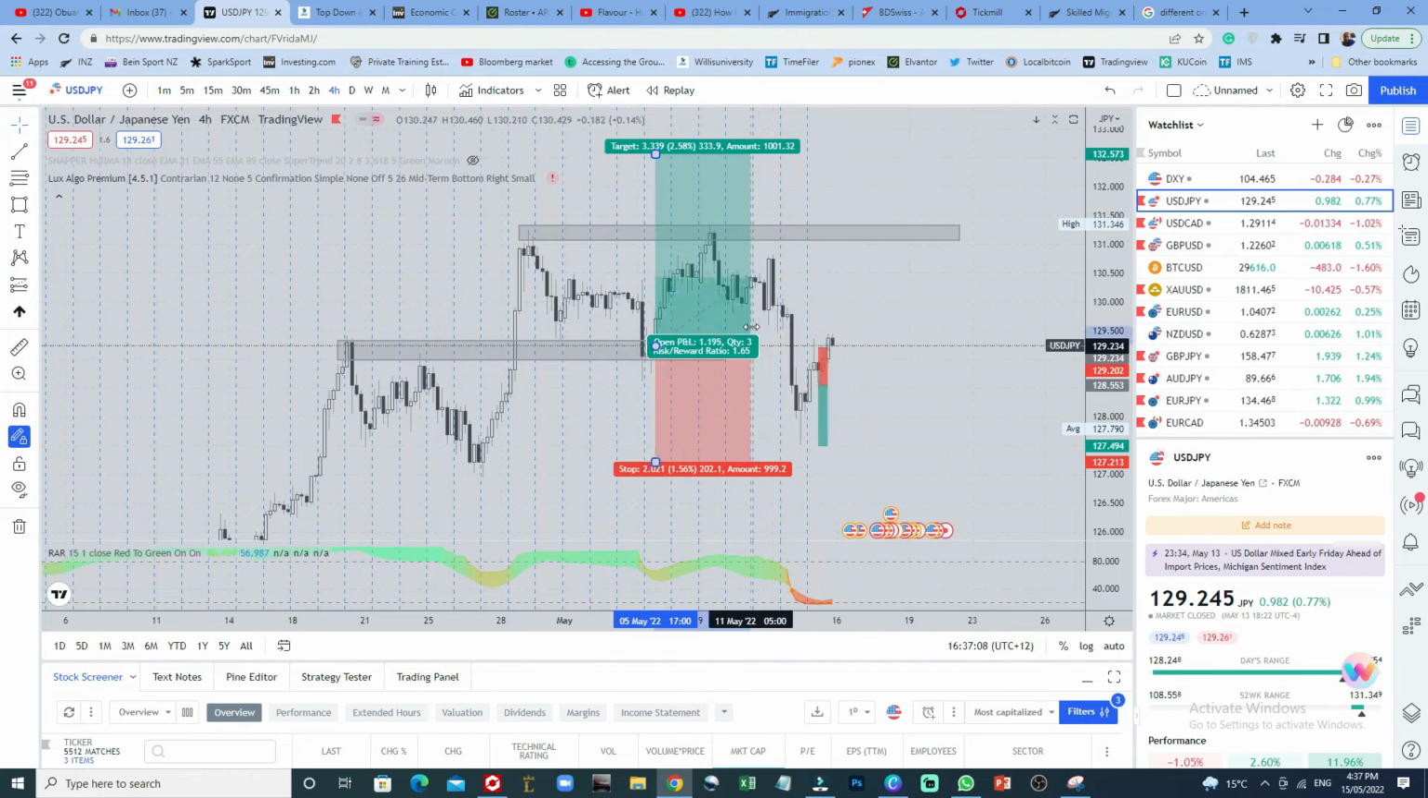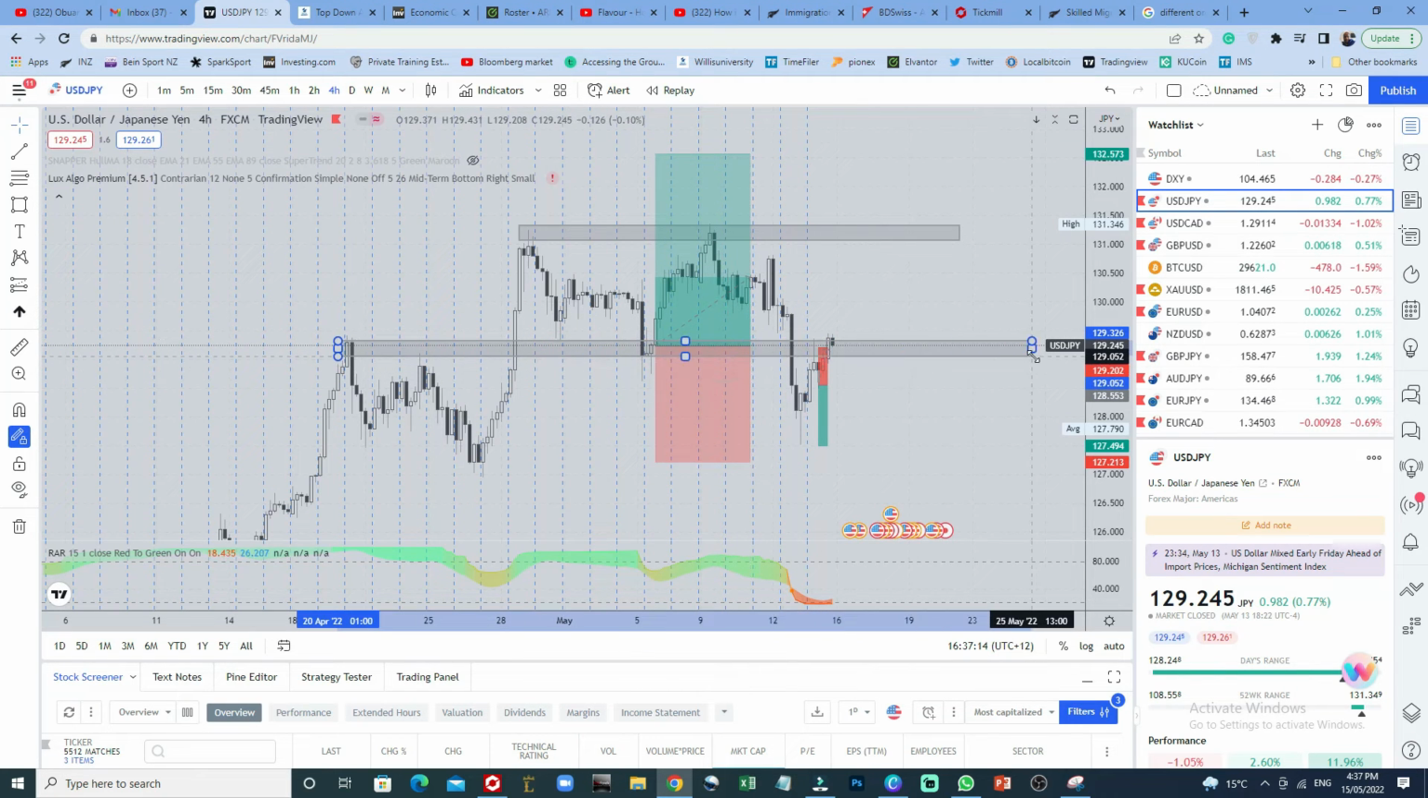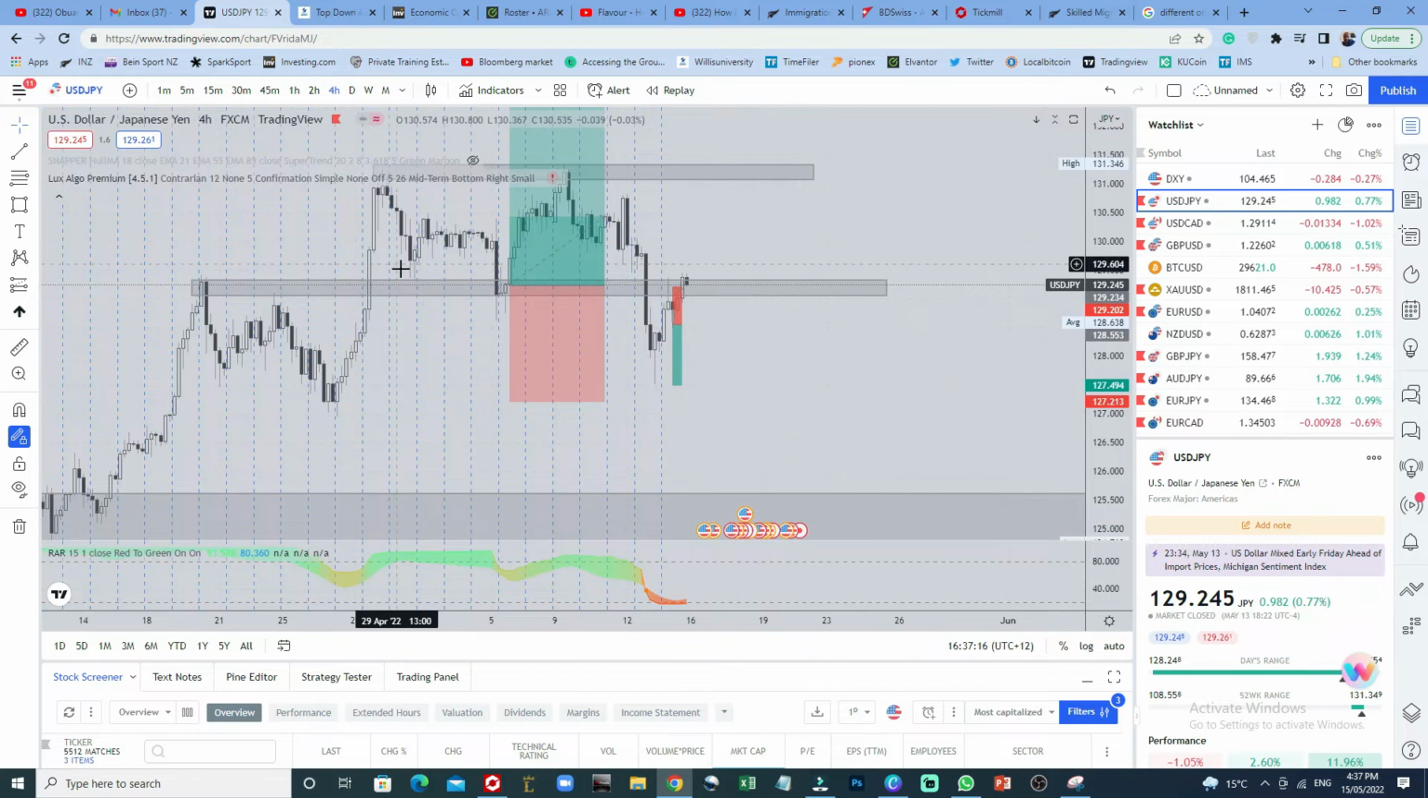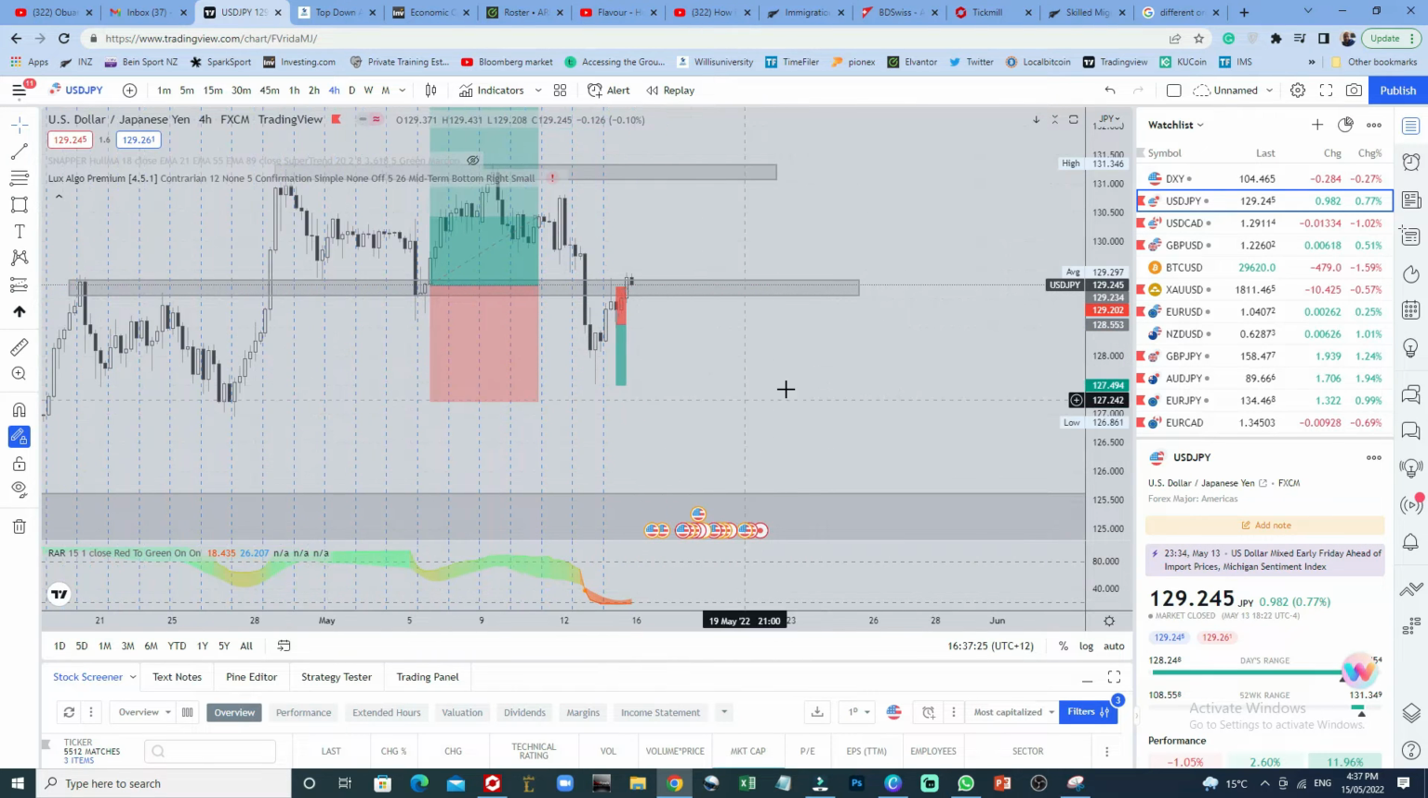Let's see what happens. Let's try and take this one out. Let's take this one forward. This is a key level. That's why I drew that. This key level is a key level here. Then you have the version out.